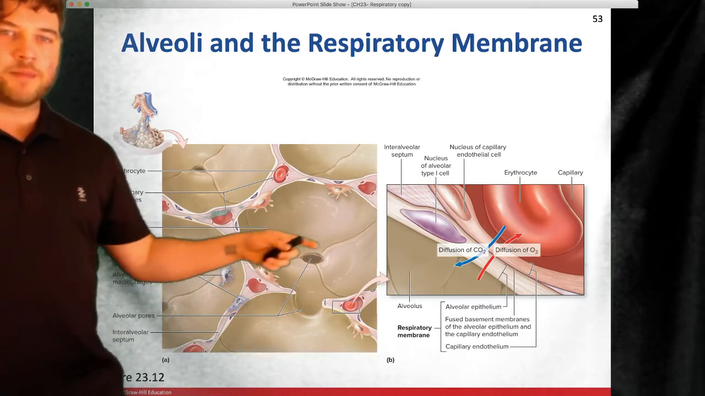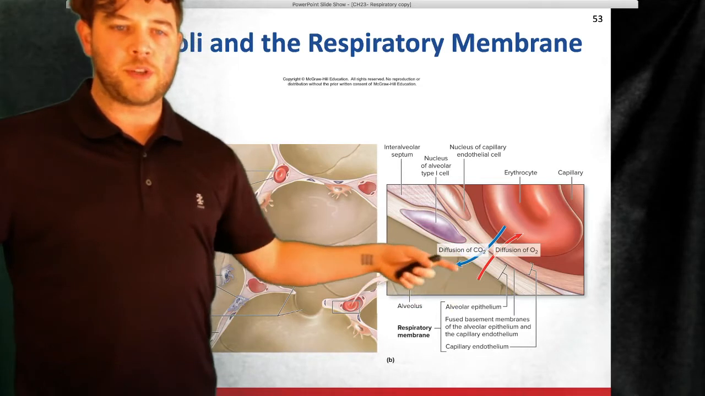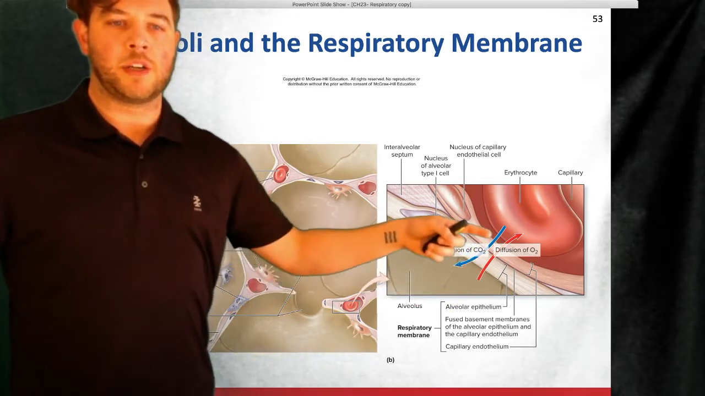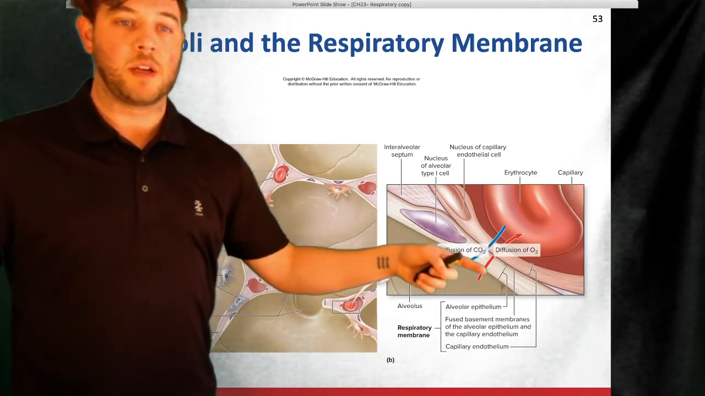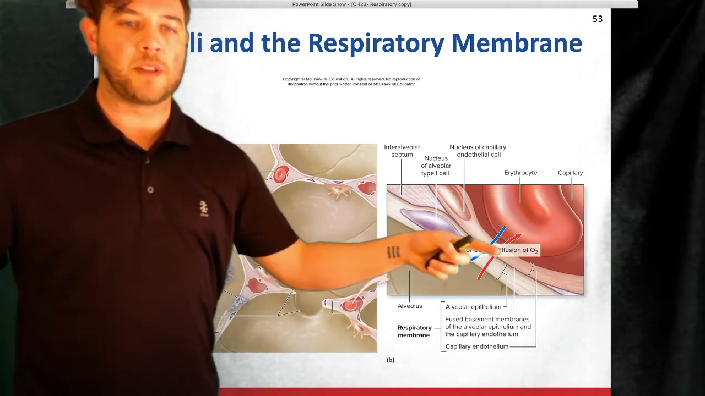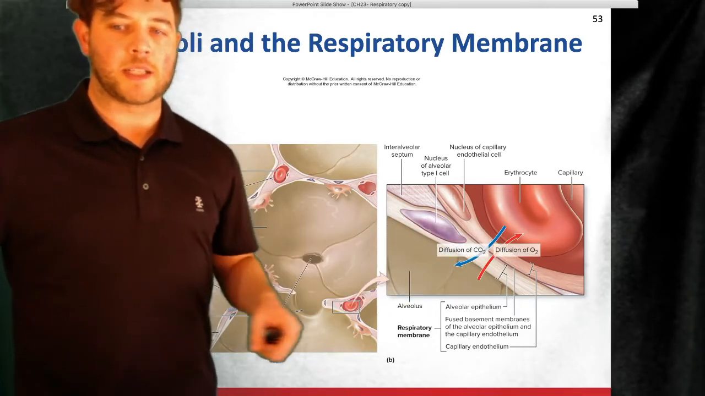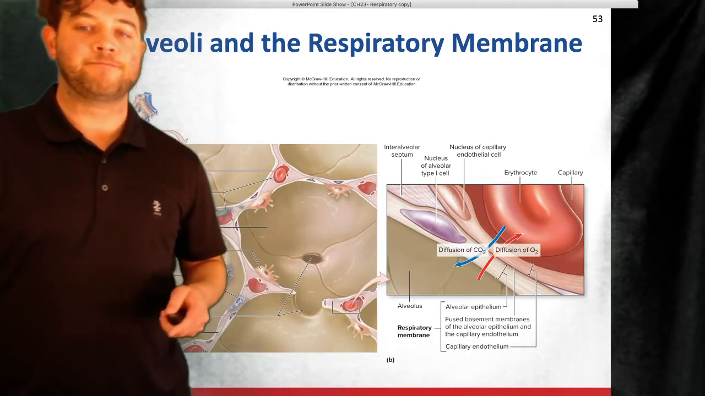So here you can see the respiratory membrane in action. This is your alveolus. Here's your alveolar epithelium, and here is your capillary epithelium. They're connected by their basement membranes, and oxygen and carbon dioxide can diffuse right across fairly readily, very easily.